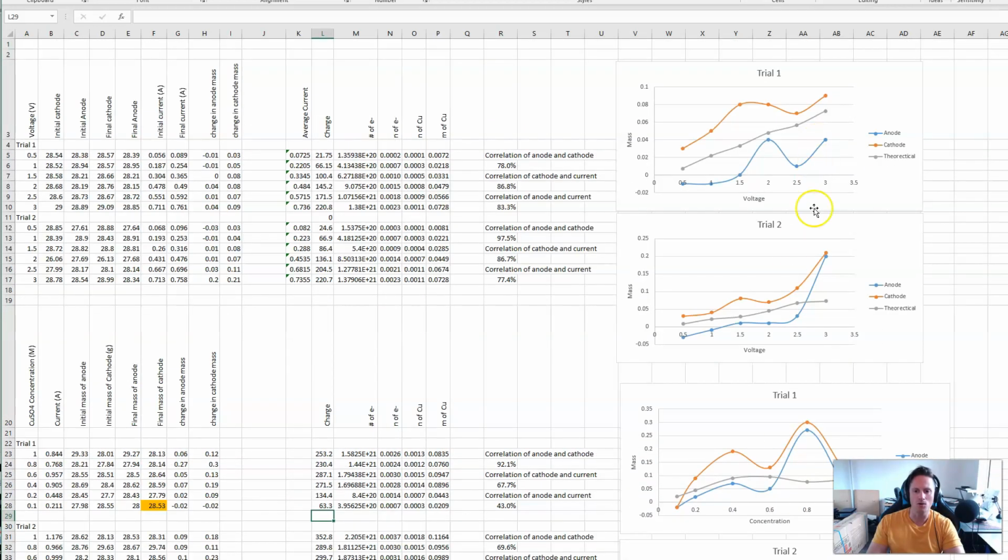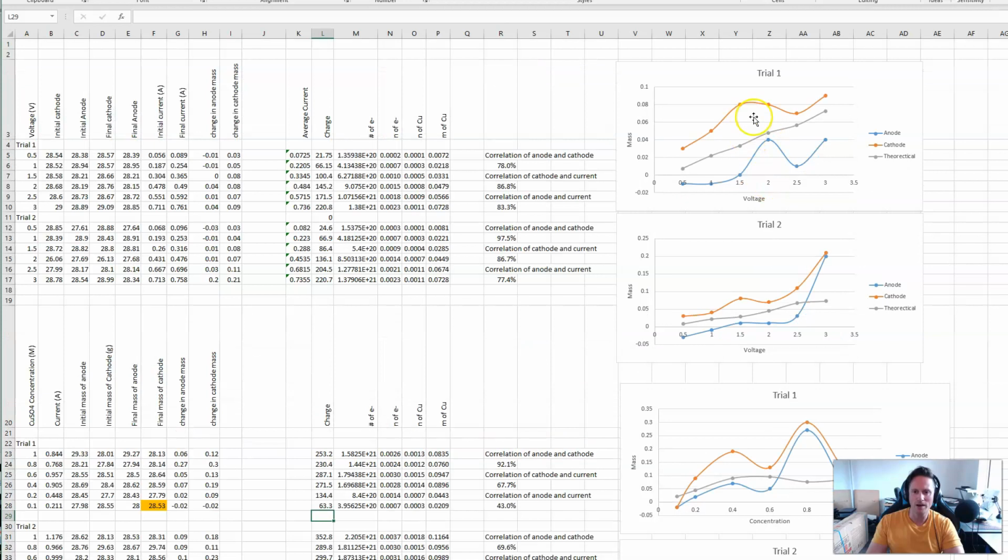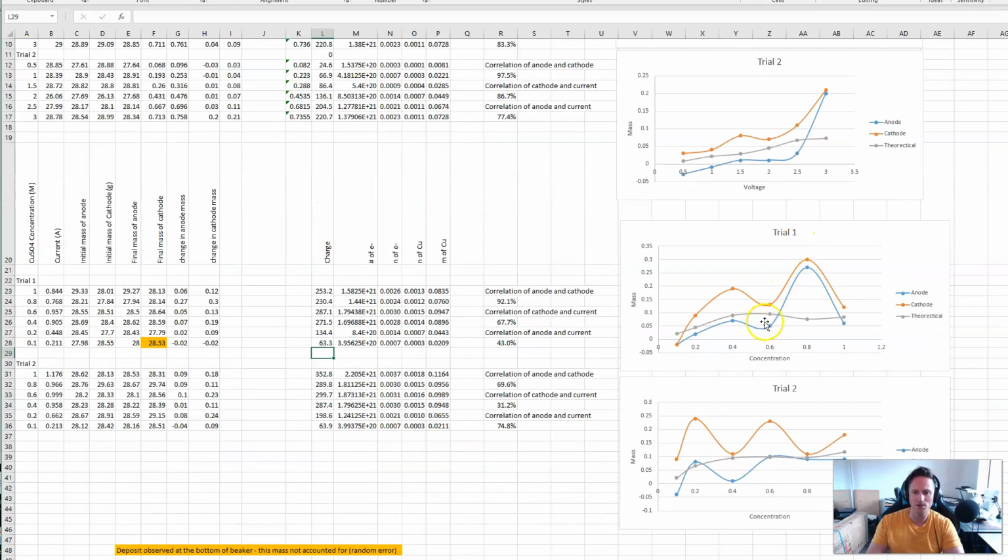So if I'm looking at all of these graphs, they are all a bit different. The cathode is always higher than expected. The anode is always lower than expected. So there's something to do with our process in the practical that means we've got a source of systematic error where it's not lining up to where it should be. And we need to think about what that source might be.